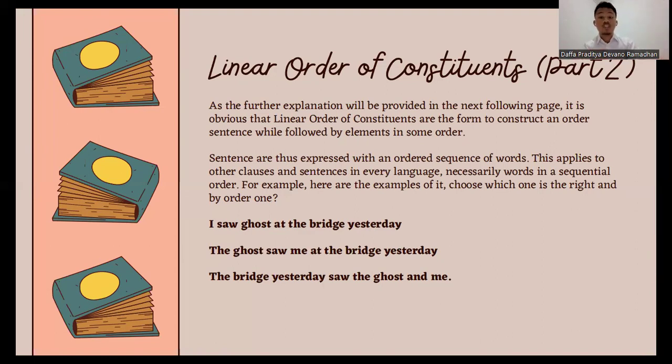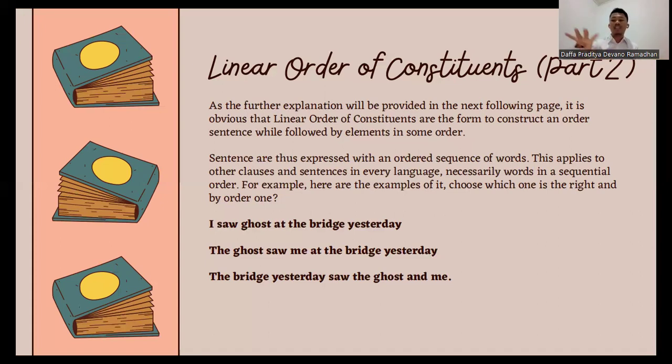So basically, apart from the previous definition that I have stated, linear order of constituents is the form to construct an ordered sentence, followed by elements in some order. So, sentences are thus expressed with an ordered sequence of words, and this applies to clauses and sentences in every language, whether you are speaking English or Spanish, Italian, Arabic, even Bahasa Indonesia.